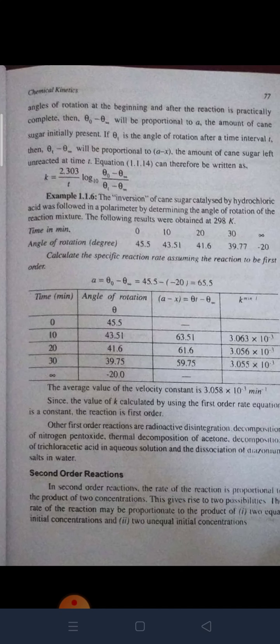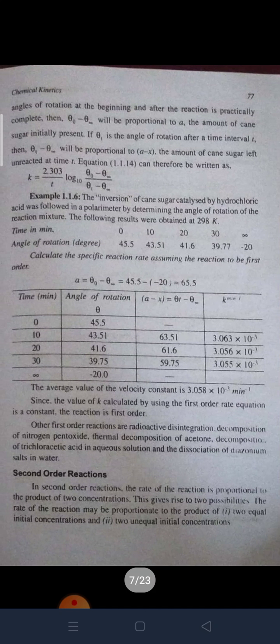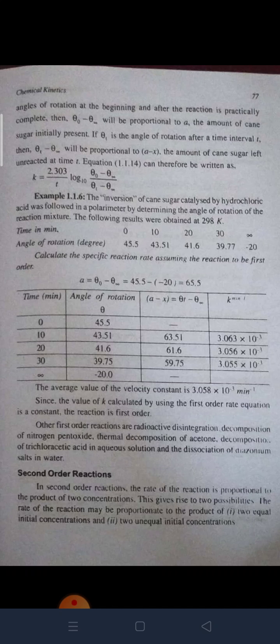Now we have to talk about other first order reactions: radioactive disintegration, decomposition of nitrogen peroxide, thermal decomposition of acetone, decomposition of trichloroacetic acid in aqueous solution, and the dissociation of diazonium salt in water. These are some more examples.